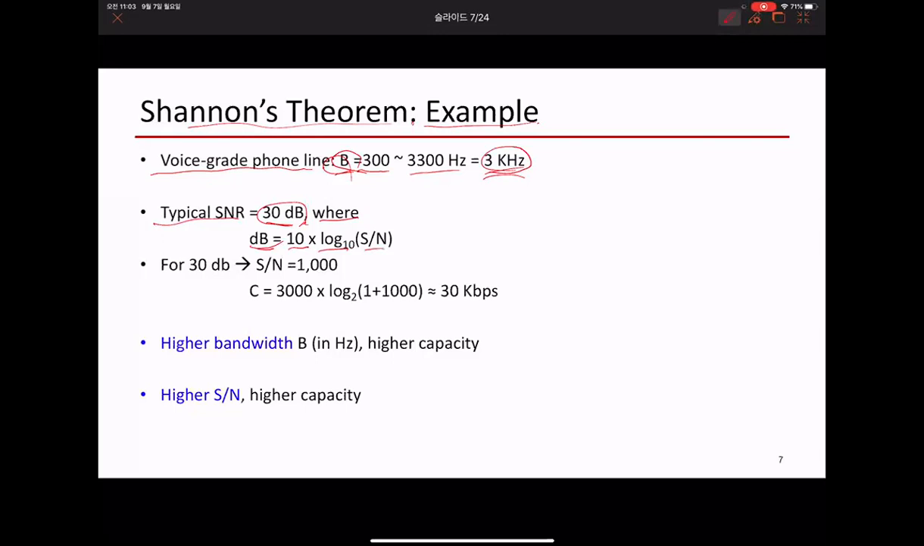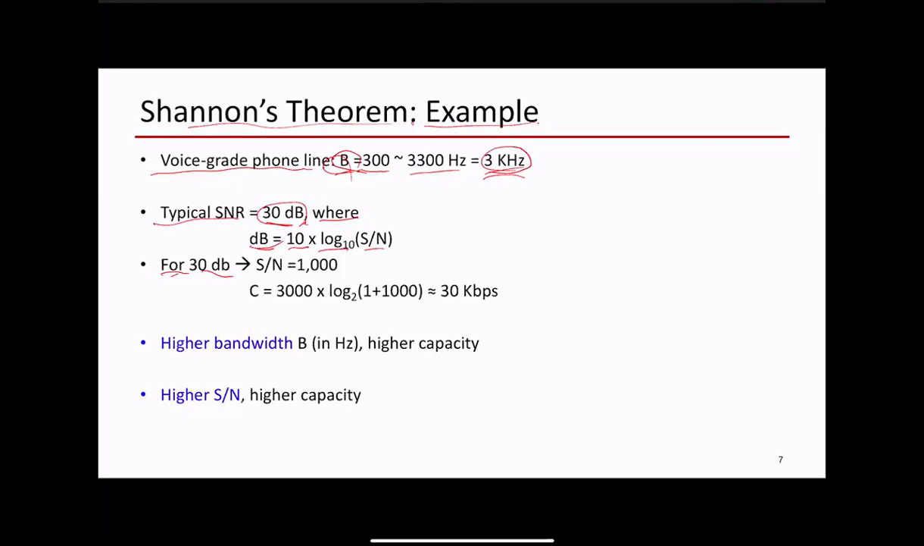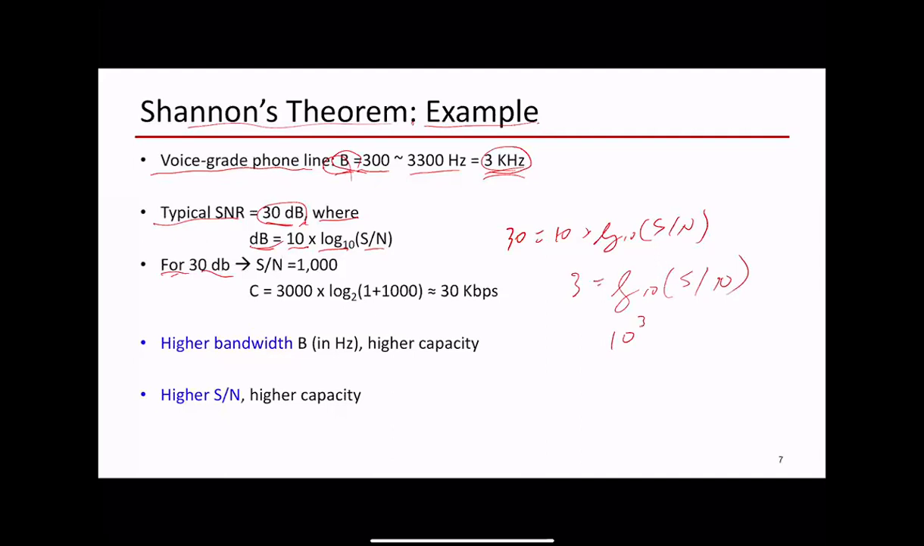So 30 dB means 30 dB is 10 log 10 of S over N. What is S over N? I can divide by 10, so 3 is log 10 of S over N. 10 to the 3 is S over N. S over N is 1000. Simple as this. Then go back to Shannon's capacity.